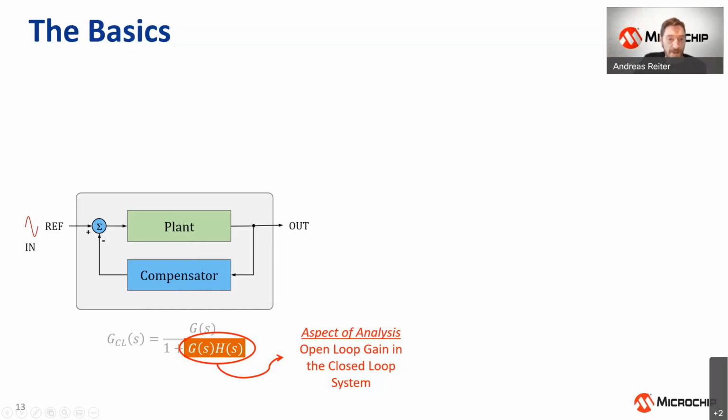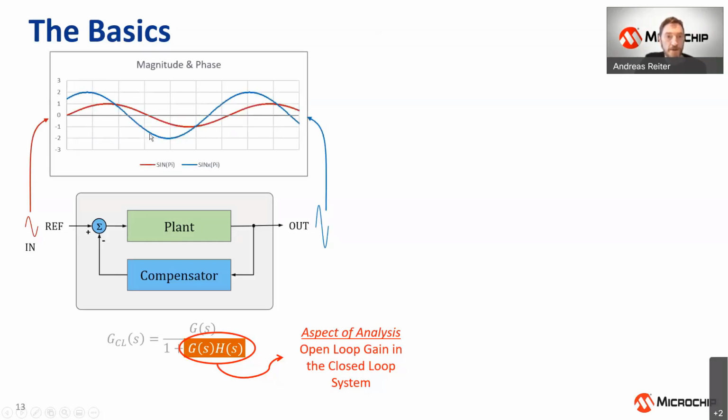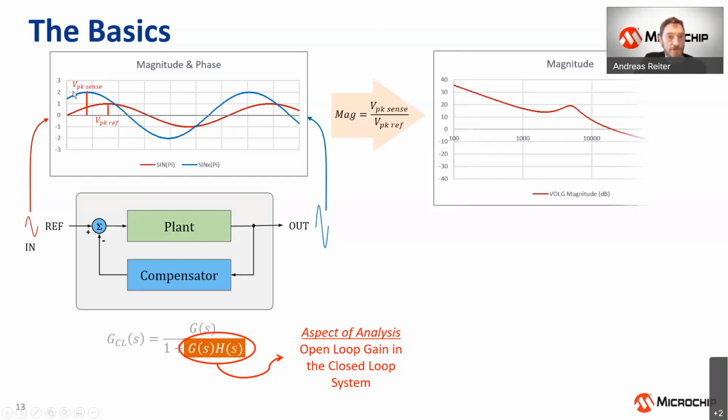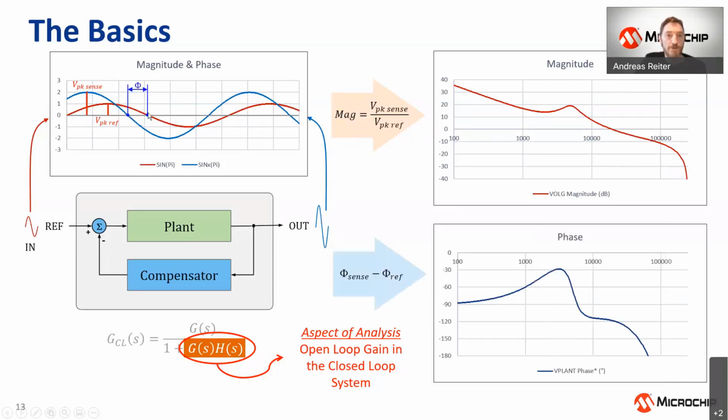The method we're using, to follow the theory, is injecting a signal into the reference, and we get a response at the output. Both sinusoidal waveforms are compared. We're looking for differences in the peak voltage, or the magnitude, which gives us the magnitude plot. Then we are also looking for changes in phase, and the phase shift is plotted as the phase. And here we have our Bode plot.